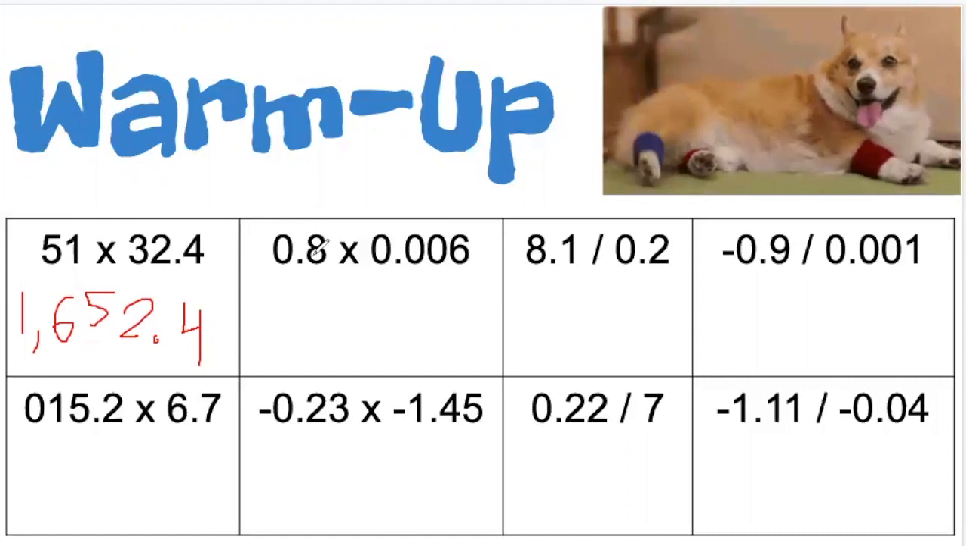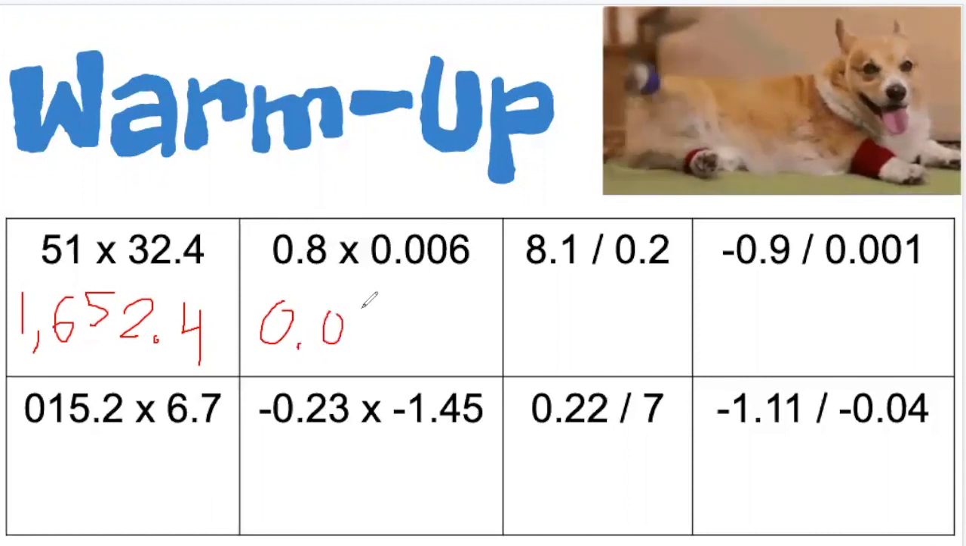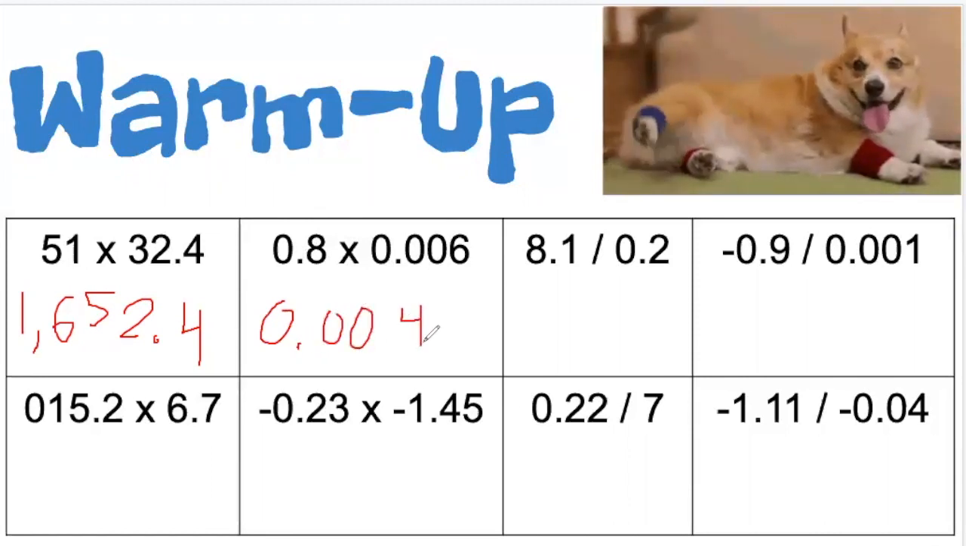The second one, 0.8 times 0.006. So when you're putting this into your calculator, you want to make sure you're doing the correct number of zeros and all those decimal places and such like that. So again, they're both positive, so our answer should be positive, and I'm getting a positive 0.0048.